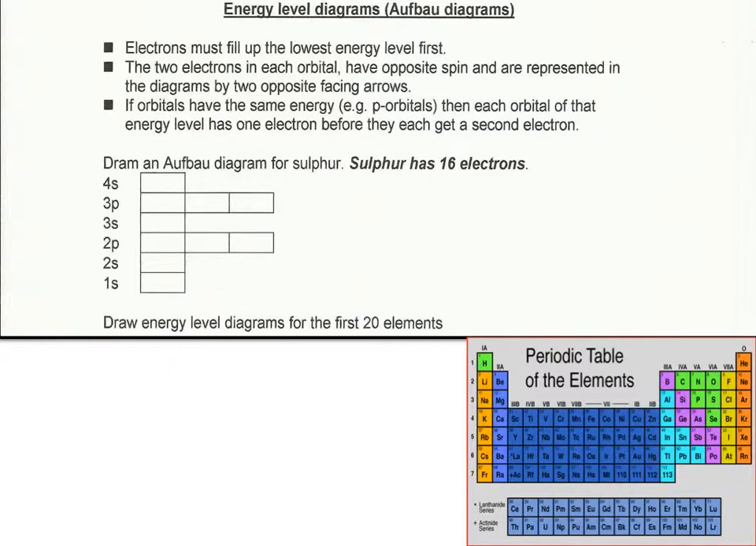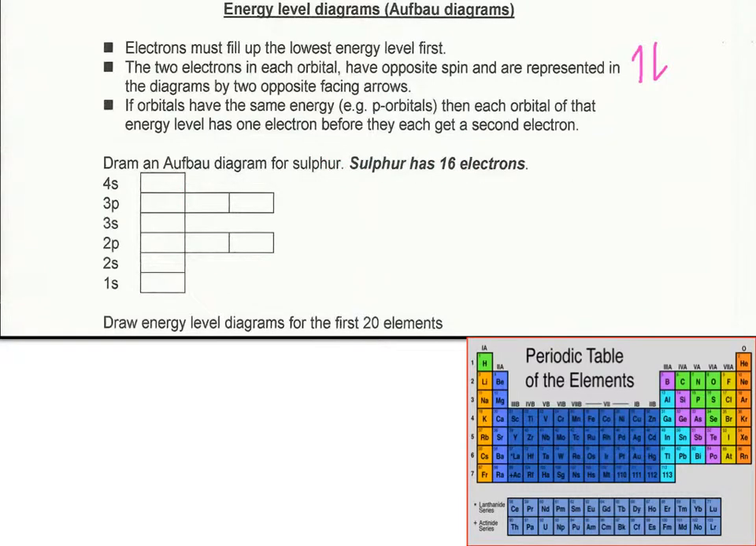We're going to take a look at the way we represent that: that's one electron and that's the other electron. Notice they are half arrows and they are in opposite directions because we have opposite spin. If you have orbitals with the same energy, for example the p orbitals, each orbital in that energy level gets 1 electron before there's a second electron. I always say if you arrived at a 3-bedroomed house with 3 friends, you'd each take 1 separate room before you started doubling up. Draw an Aufbau diagram of sulfur.